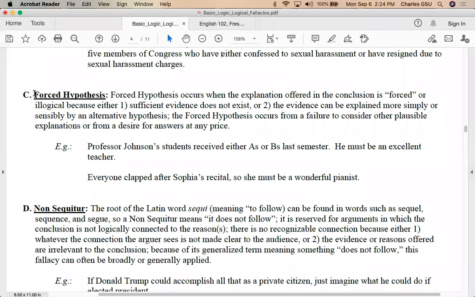A forced hypothesis is an error of wanting, at all costs, to get your perceived right answer across the finish line. Like it says down here, it occurs from a failure to consider plausible explanations, or a desire for answers at any price. It results from one of 2 reasons. One, like the previous one, sufficient evidence doesn't exist. Or 2, the evidence can be explained more simply and sensibly by another idea or hypothesis.